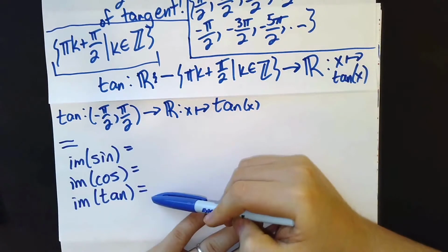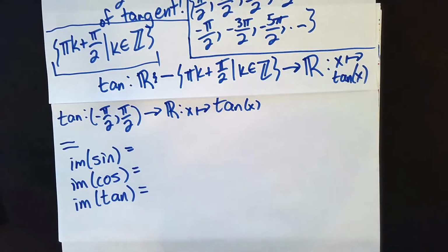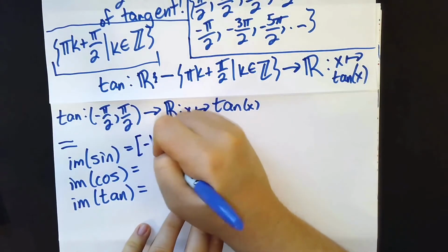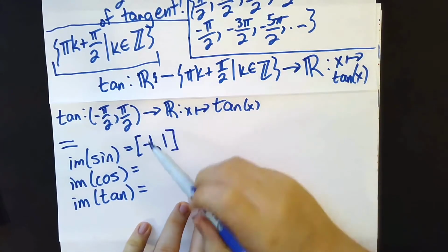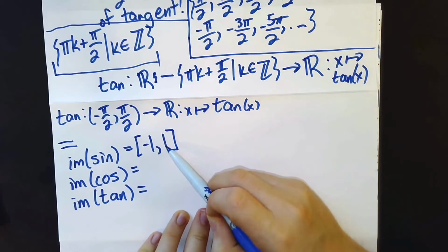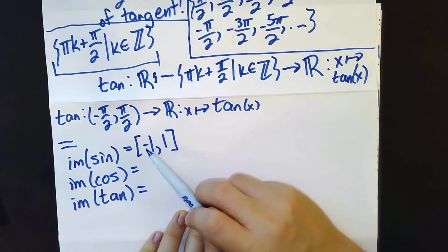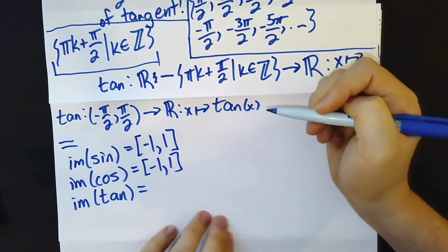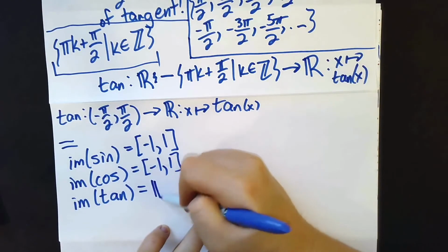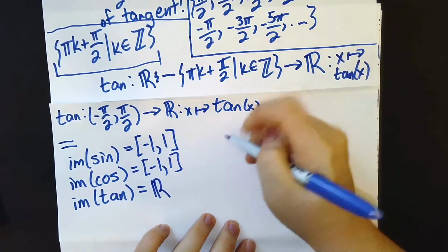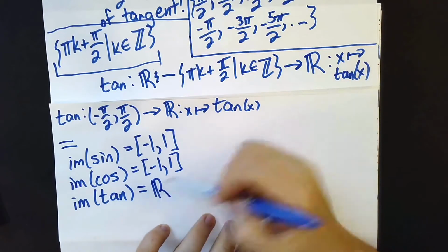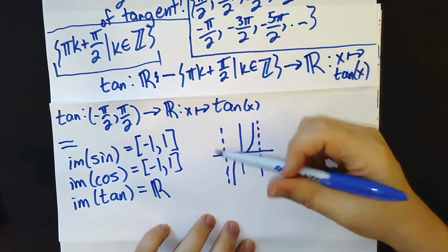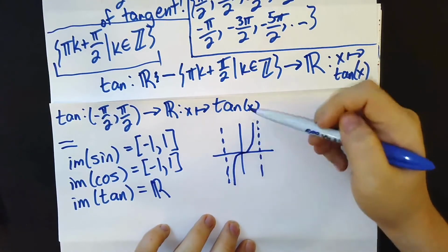Real quick, let's write down what are the images of sine, cosine, and tangent. The image of sine is the closed interval from minus 1 to 1. Sine never gives out anything larger than 1 or smaller than minus 1, but it does give out minus 1 and 1 and everything in between. And the same is true for cosine. Tangent, in fact, gives out all real numbers. And again, that's something that if you think about the fact that tangent has all of these vertical asymptotes, you can picture the graph, and then you'll see that indeed, yes, all real numbers come out as outputs of tangent.